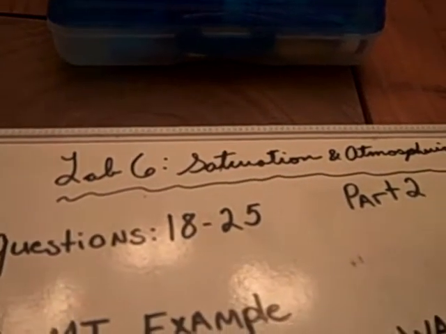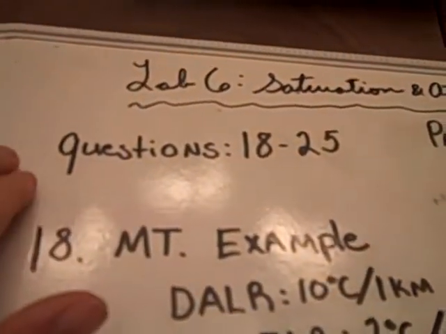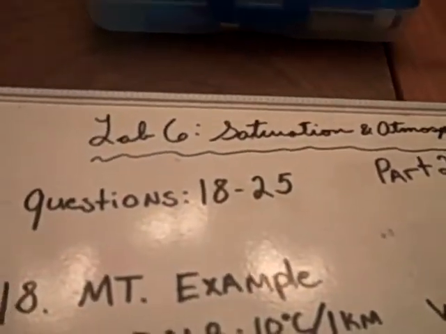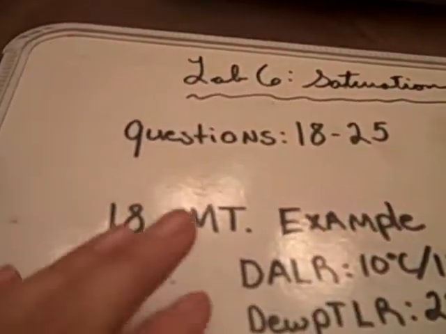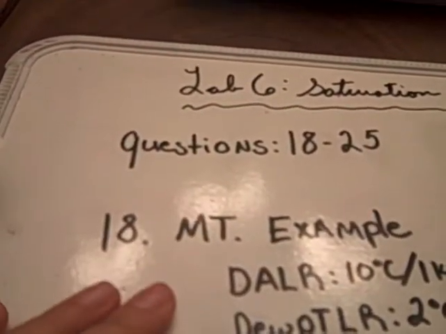All right, Lab 6, Saturation and Atmosphere Stability, questions 18 through 25. This is part 2, and this is going to be the lab for the next week set. So I'm going to start with question 18, and we're talking about the mountain example.